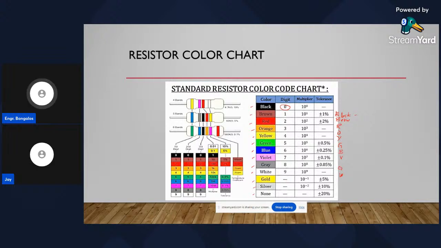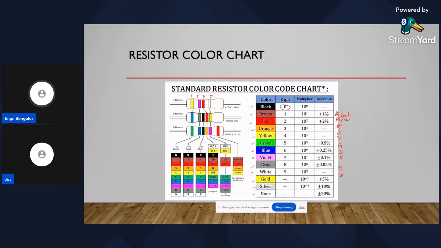So for example, meron tayong 4 bands. So yung first digit natin or first color, yan yung unang digit. Then yung second band, yan yung second digit, pangalawang digit. Then yung pangatlo, yan yung magiging multiplier. Then yung pang-apat naman, yan yung magiging tolerance natin.